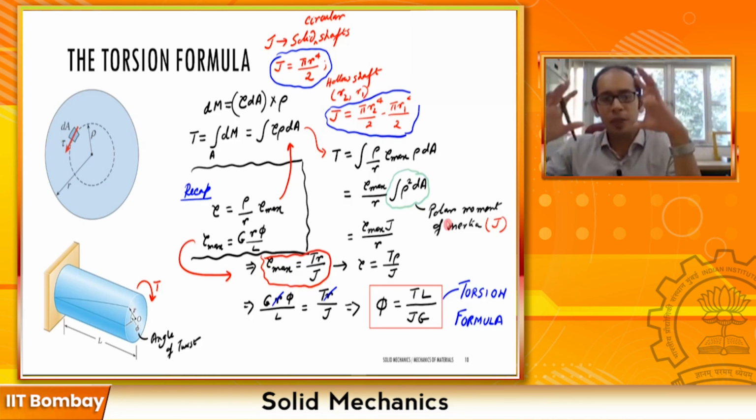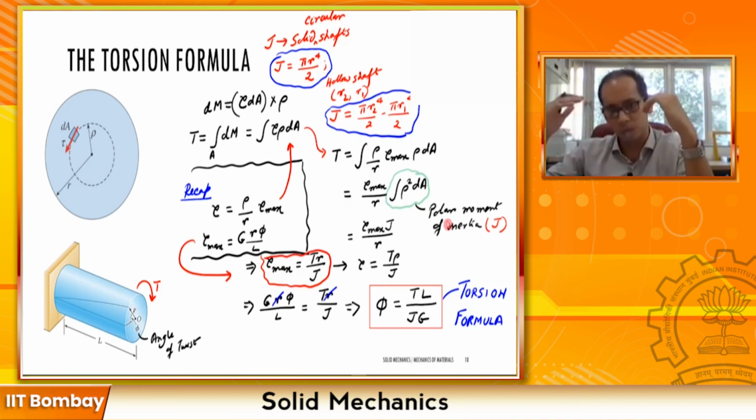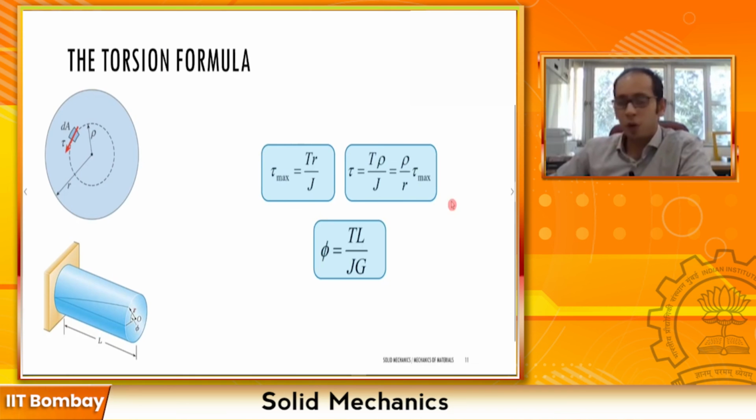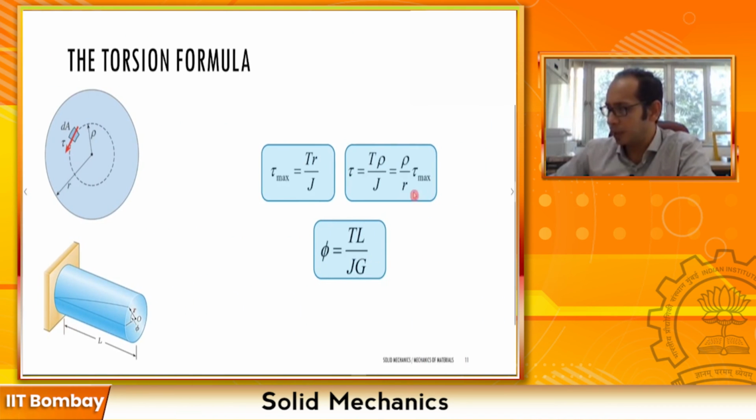So now that we looked at so many different relationships, I really encourage you to write them out on your own as well. In addition to that, this is the torsion formula which we just derived. So this was the TR by J. Remember, let me just quickly go back to the previous page. This is the TR by J, and this is the torsion formula TL by JG that we looked at over here, and this intermediate, that tau for a general case is T rho by J, and this is the famous torsion formula that we looked at over here.